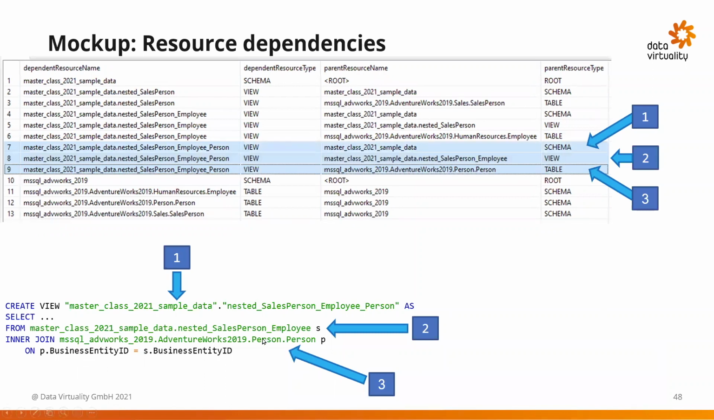So here, what we're looking at is if we begin to inspect the definition of the view nested salesperson employee person, right? The first thing is that it gives us the dependency of the schema itself. It corresponds to this view here, number one. Number two, it gives us the definition of the view.